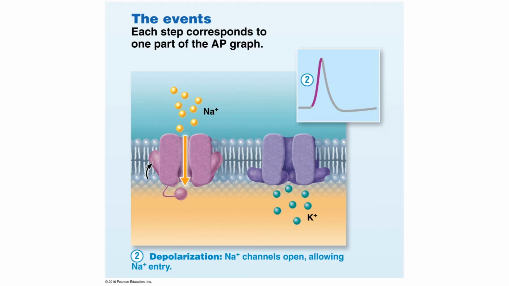Polarized means it has a charge of -70. Depolarized means it's becoming less negative. So we could be going up to -50, -30, -20. Those are all less negative than -70. This graph is showing that. Right here was the -70, and then when the sodium comes in, the charge goes up and becomes less negative.